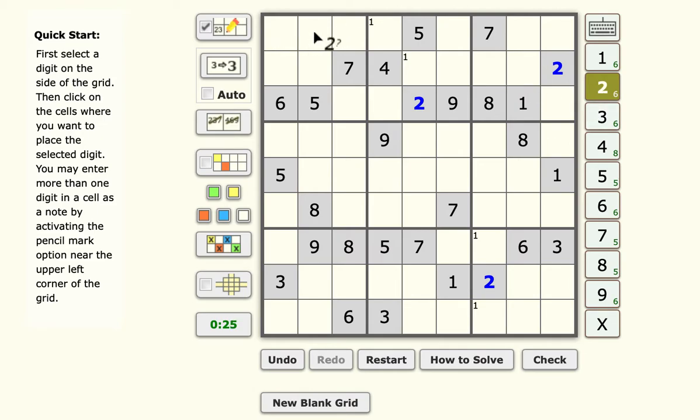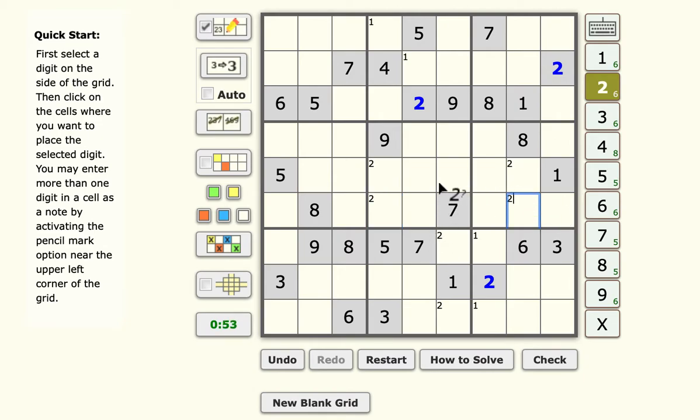Twos. Can only be in row 1 in this box, but we have two options, so no. In this box there's a 2 here and a 2 here, so the only spot left is in column 6. Therefore, if 2 can only be in column 6 here, and it's already in column 5 here, it has to be in column 4 here. And in this box, 2 cannot be in column 7 or 9, so here.